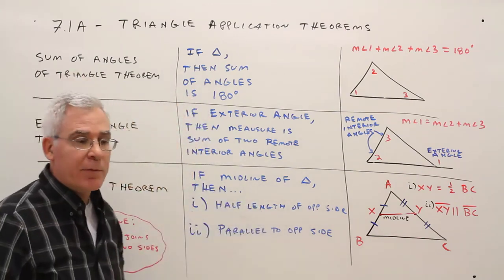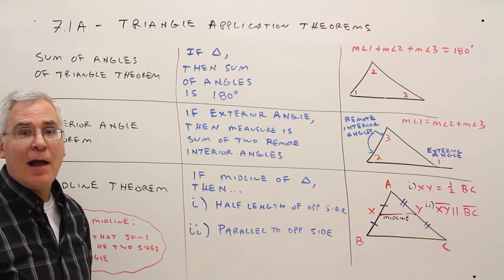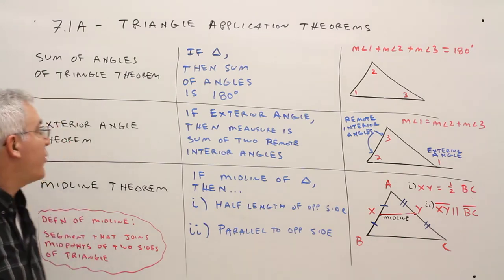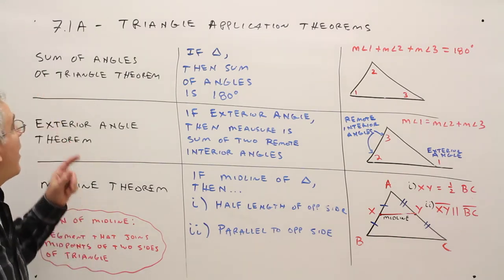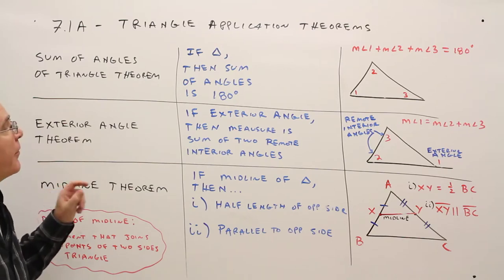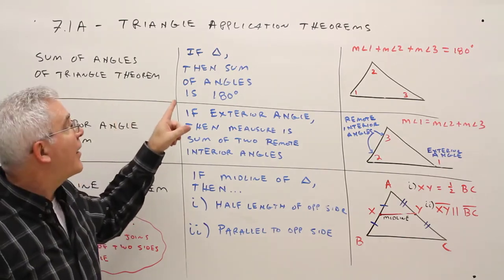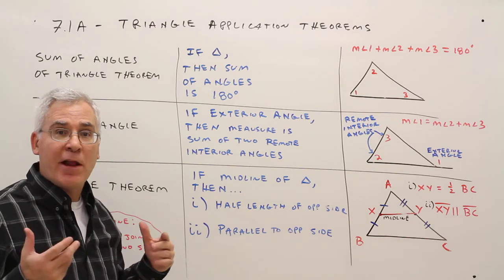Welcome to video 7.1a, triangle application theorems. All right, there's three of them. First one, the sum of the angles of a triangle theorem. If the figure is a triangle, then the sum of the angles is 180 degrees.